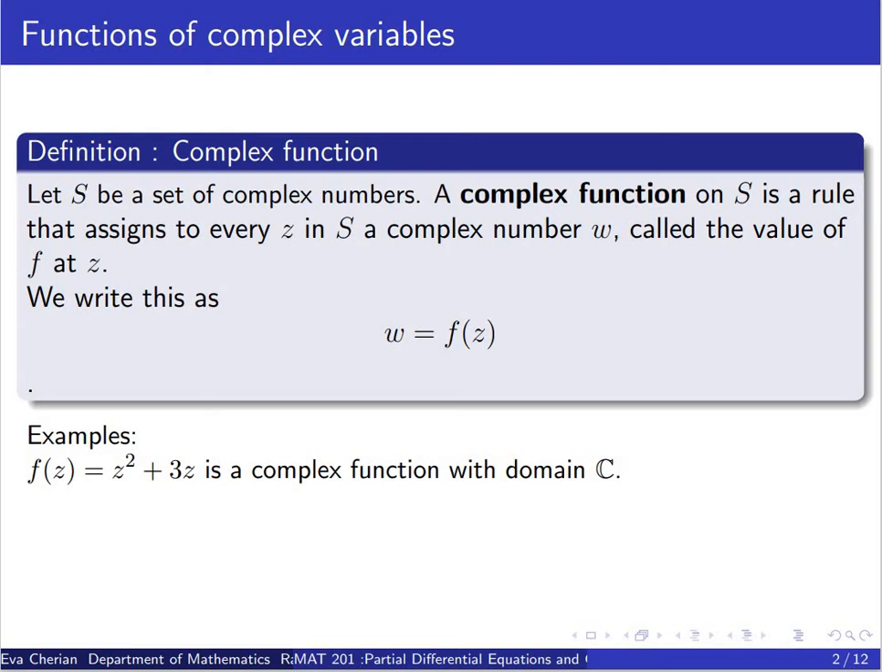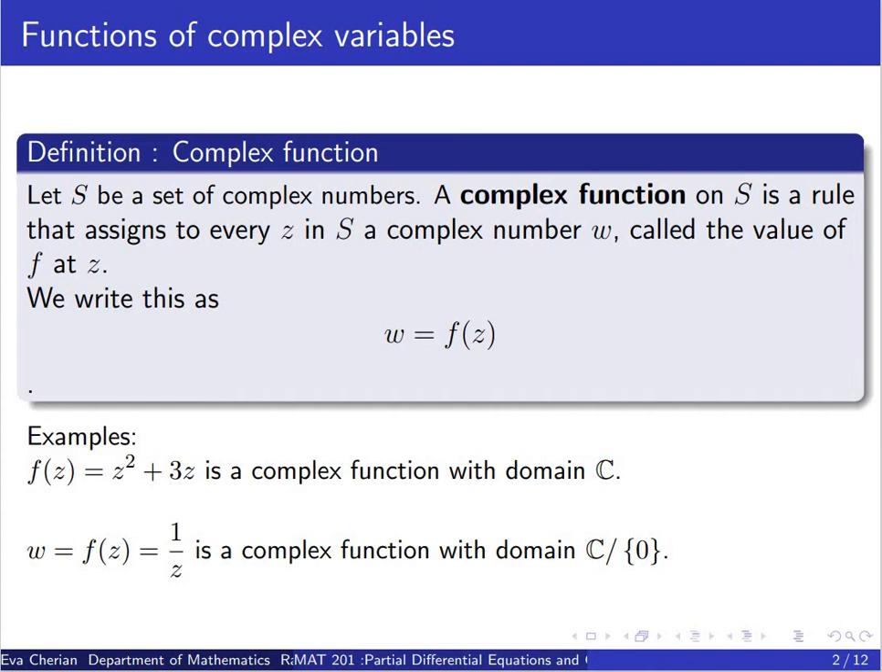So for example, f of z equal to z squared plus 3z is a complex function. This f of z is defined for all complex numbers. So the domain of this function is the entire complex plane C. Now let's take another function w equal to 1 by z. 1 by z is not defined for z equal to 0. So this is a complex function with domain the entire complex plane minus the point 0.